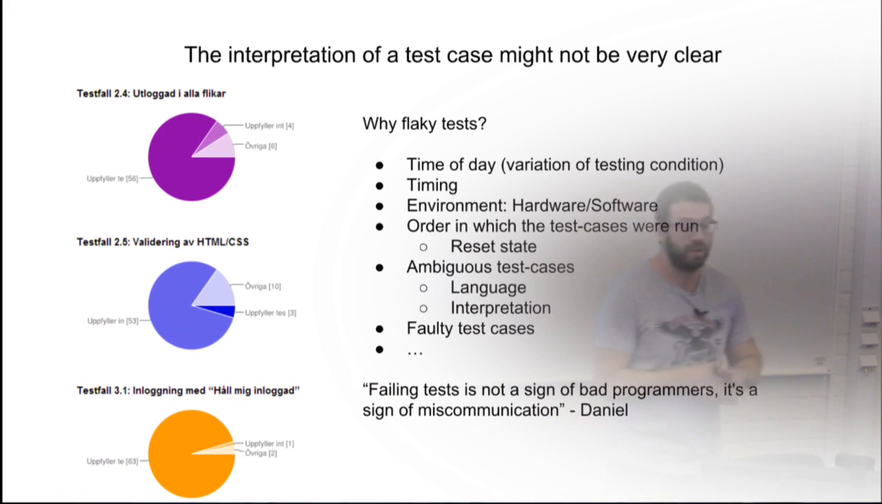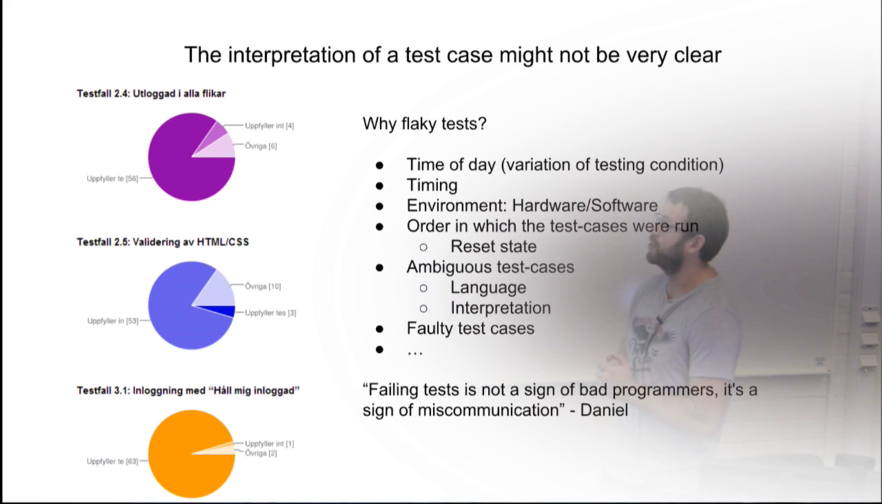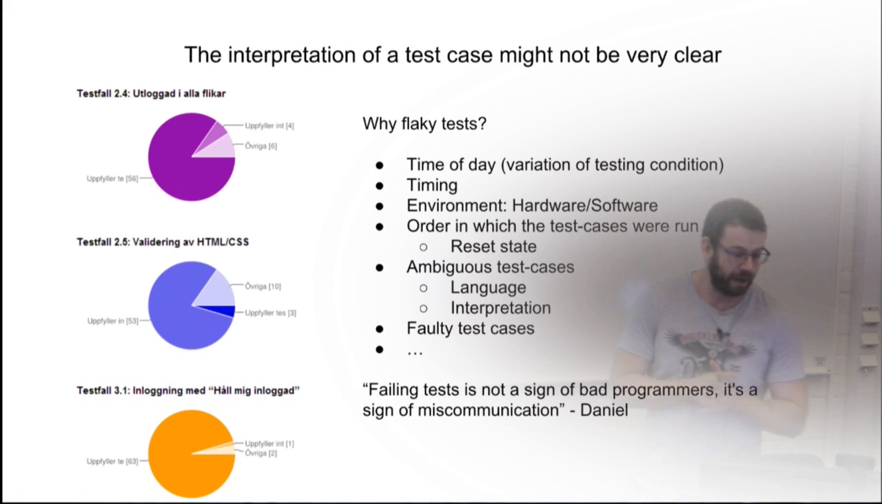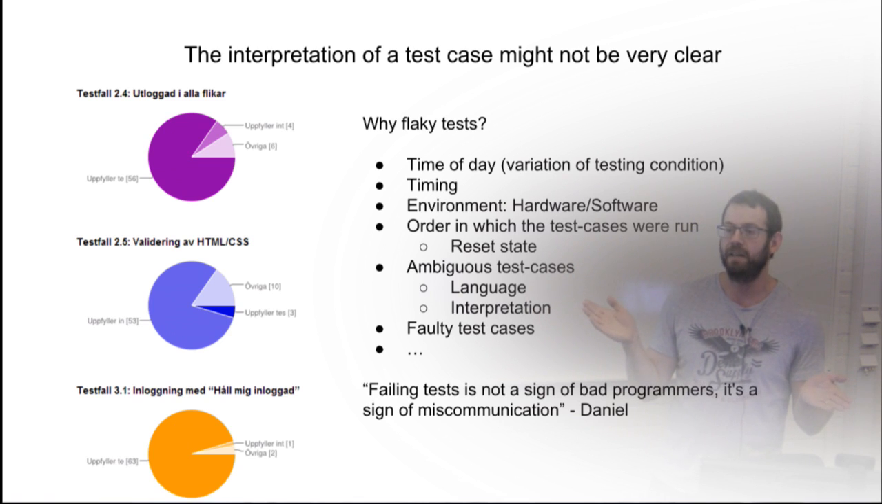So the same students did other test cases, and on the left you can see these pie charts of the results of how these people tested. And the one in the middle is pretty interesting, where 53 students think that this test case is failing, and 3 students think that this test case is not failing, and then we have 10 students who think something else.